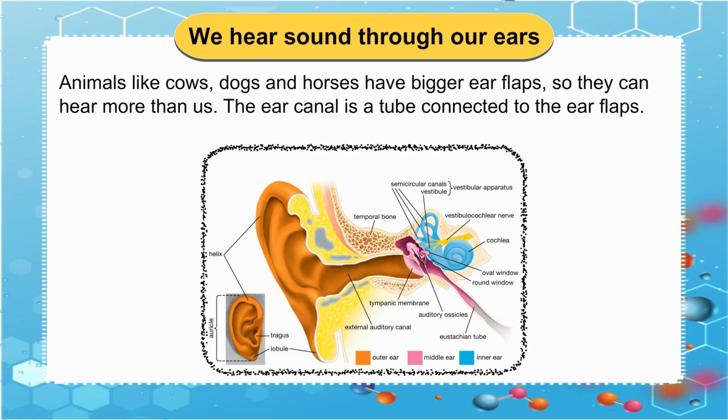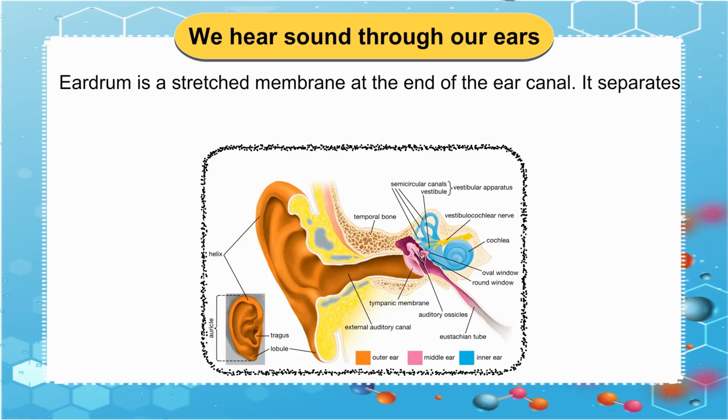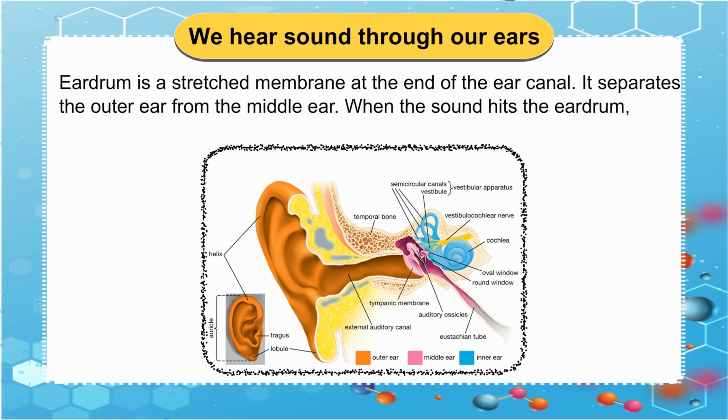The ear canal is a tube connected to the ear flaps. The sound travels through this canal to the eardrum. Eardrum is a stretched membrane at the end of the ear canal. It separates the outer ear from the middle ear. When the sound hits the eardrum, it vibrates.